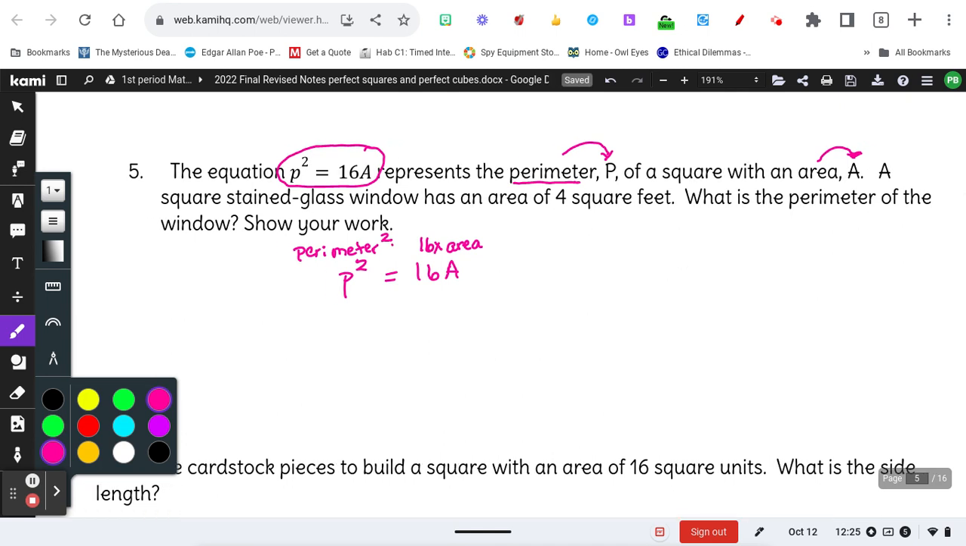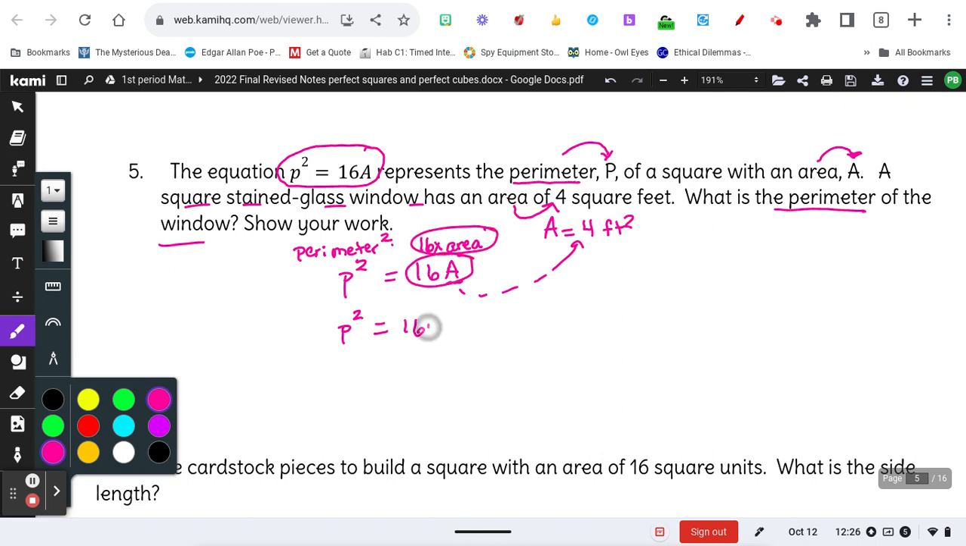Okay, let's continue to read the second sentence. A square stained glass window has an area of 4 square feet. So it says, what is the perimeter of the window? Well, it gave me the area. In other words, it gave me the variable A. So I get to take A out and replace A with 4. So we have P squared equals 16. What does it mean when it's mashed together right here? It means times. 16 times the area. Well, the area is 4. So P squared equals 64.